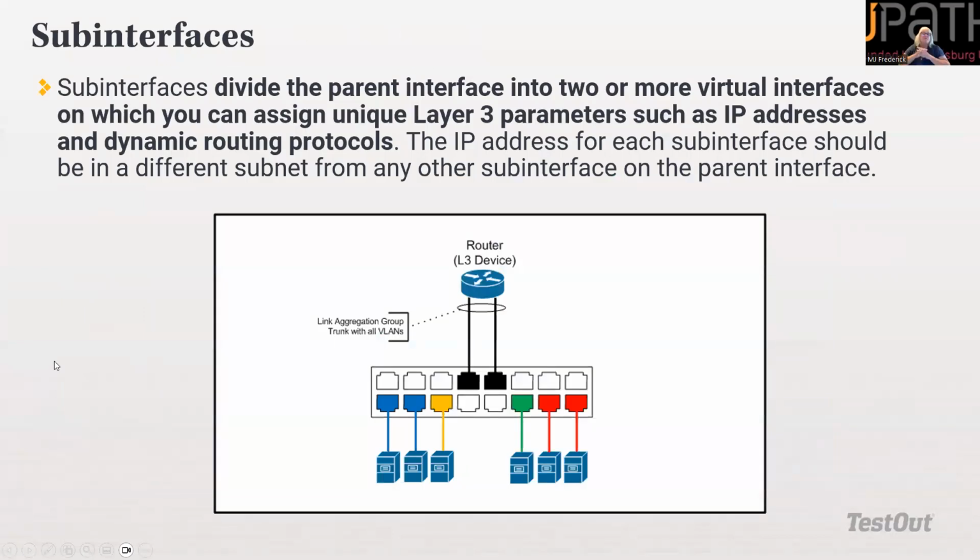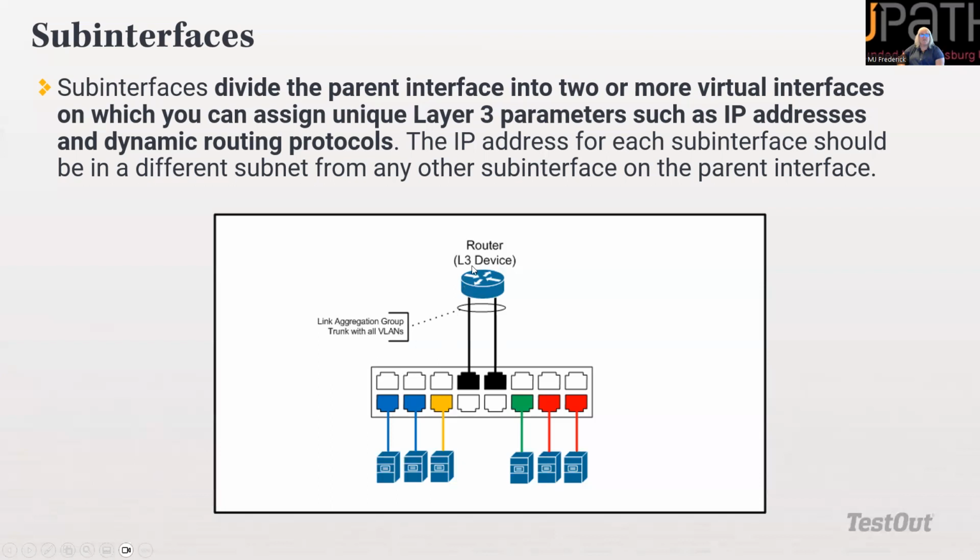Now, sub-interfaces. This divides what's called the parent interface, taking the mom or the dad and cutting it in half or more into two or more virtual interfaces on which you can assign the unique layer 3 parameters, because remember, layer 3, you can do that, such as IP addresses and the dynamic routing protocols. The IP address for each sub-interface should be in a different subnet from any other sub-interface on the parent interface.